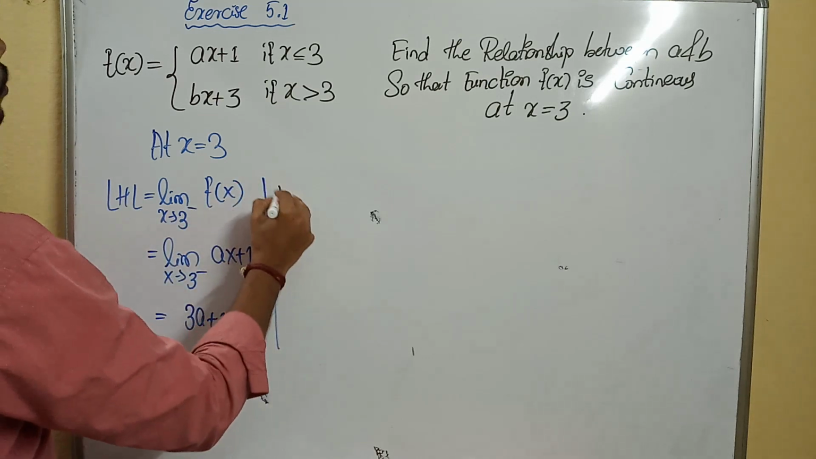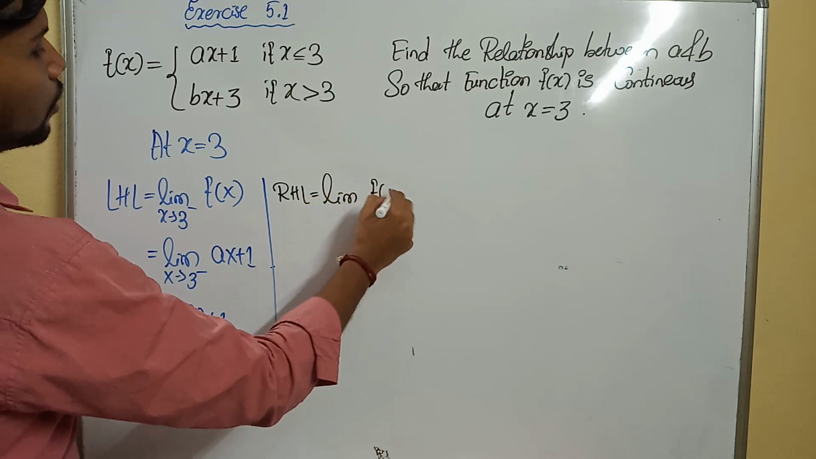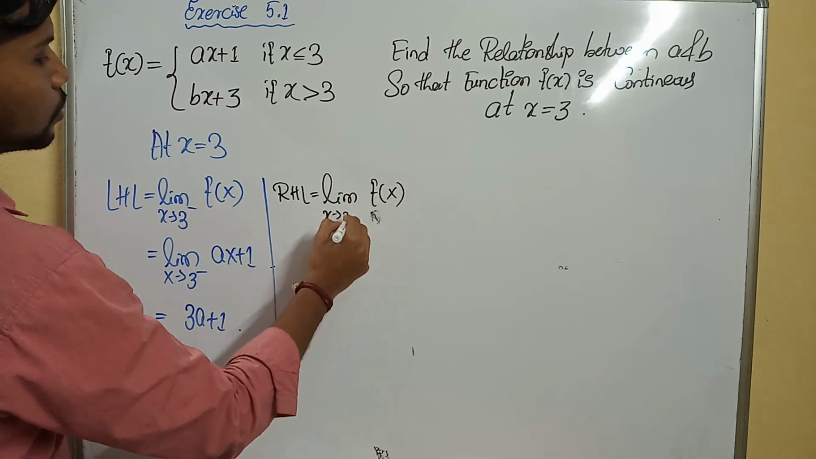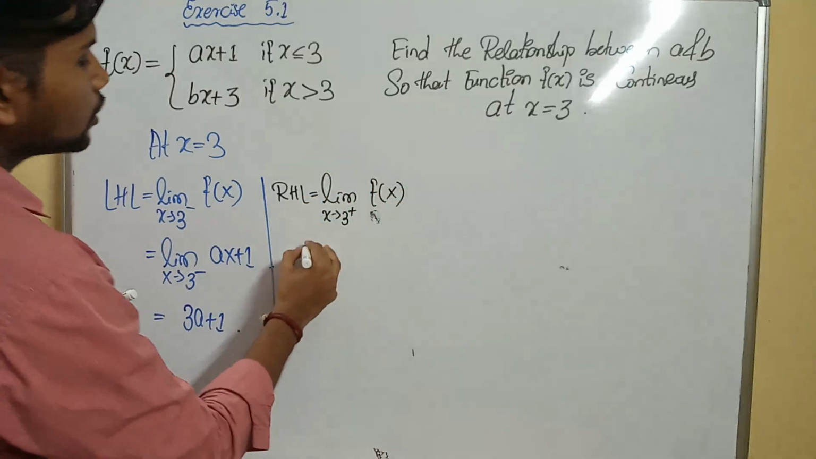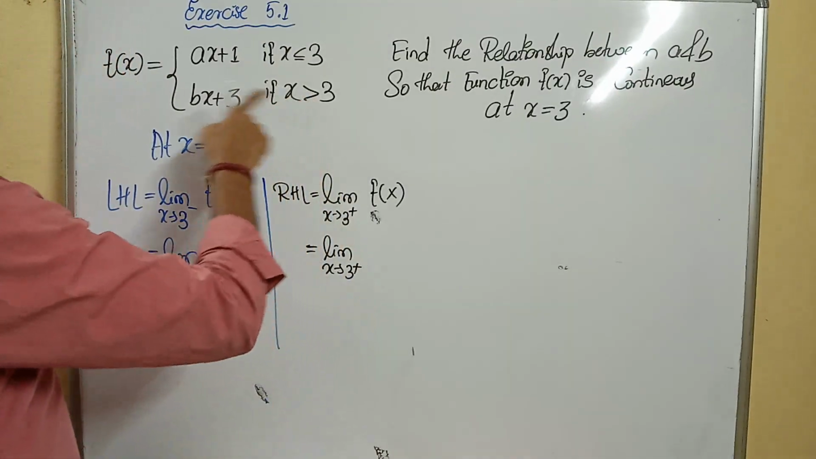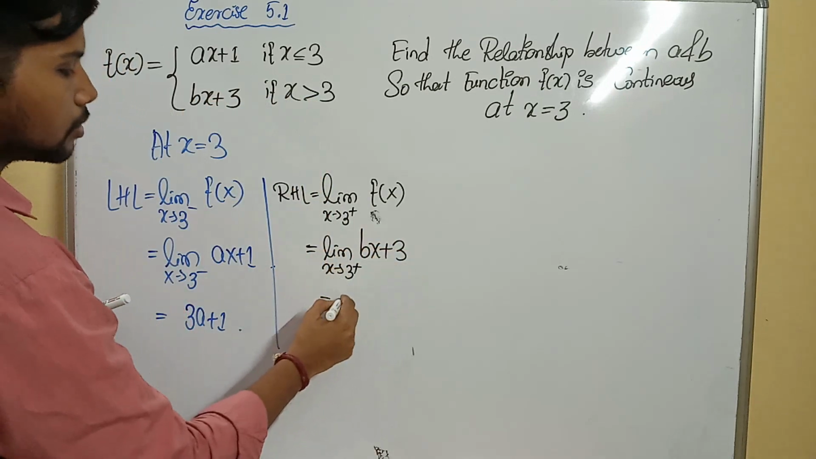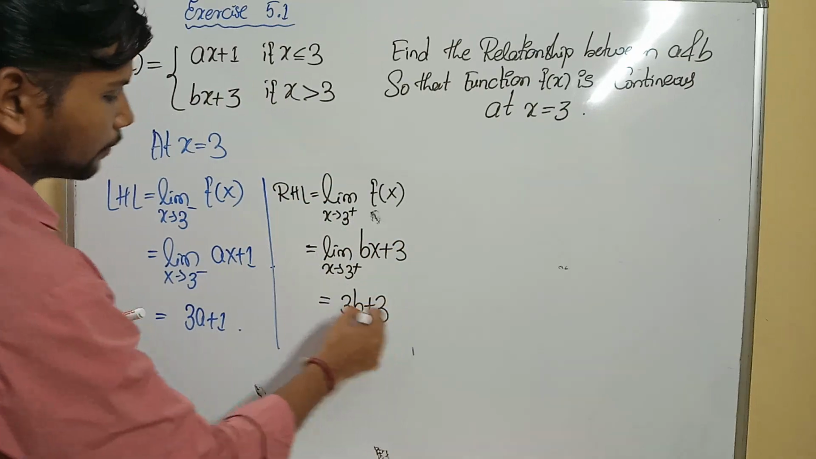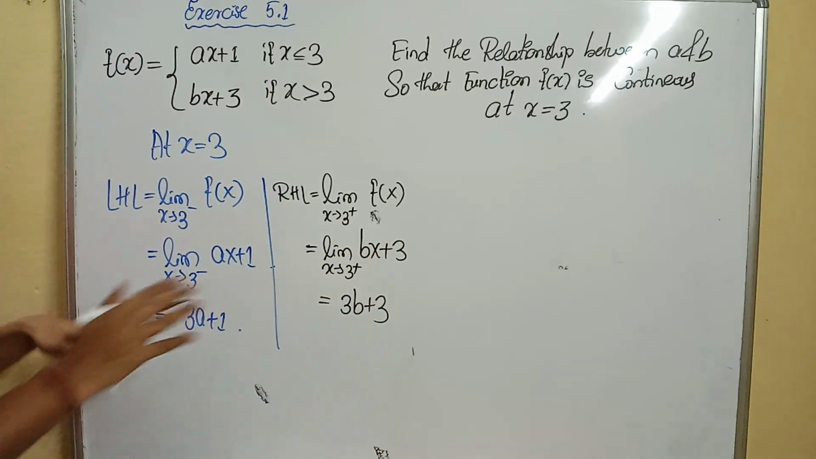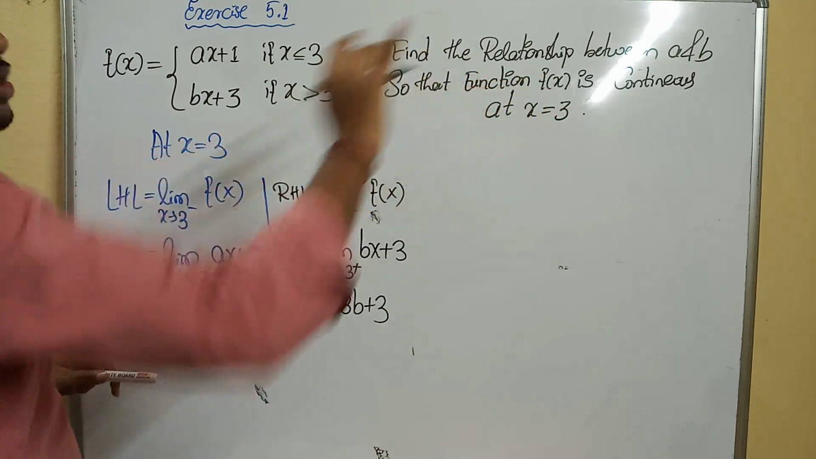In a similar manner, what is RHL? The limit of f of x as x tends to 3 plus. 3 plus means it is greater than 3. What is the function for greater than 3? It will be bx plus 3. X replaced by 3, 3b plus 3. Got it? Don't think LHL is not equal to RHL. Concentrate.